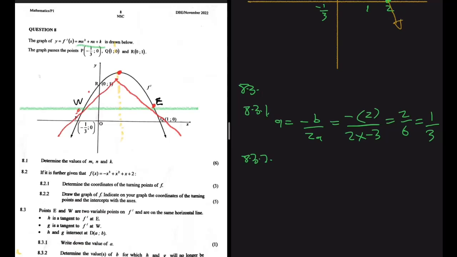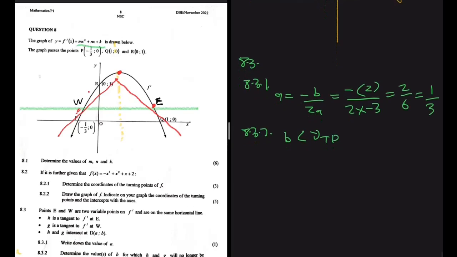So basically we're just calculating the y value of the turning point, right? And then say that when B is less than the y value of the TP, then those two lines are no longer tangents. So let's go ahead and calculate the y value of the turning point.